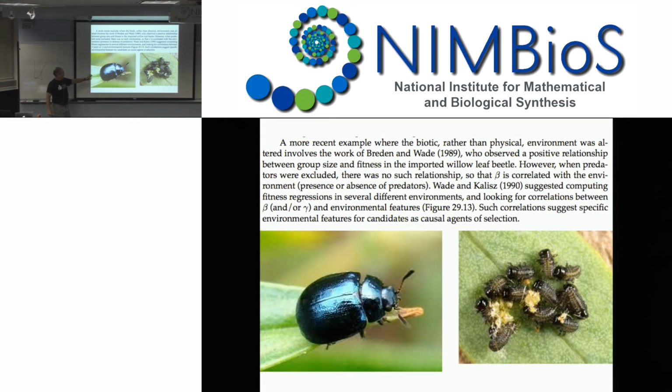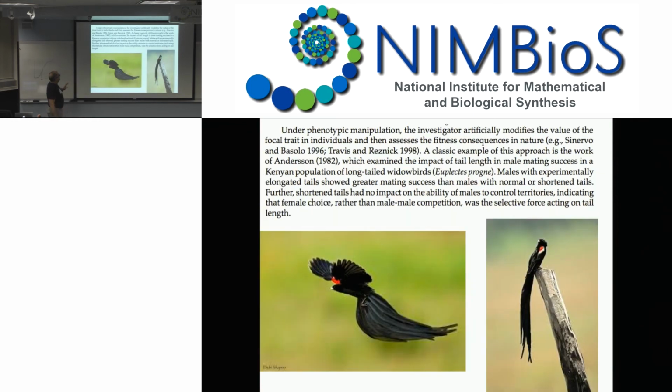So those are both examples, the crab example and this one, of changing the environment. The classic example of manipulation, my favorite one, is long-tailed widowbirds in Kenya. So males here, please don't draw any conclusions from this. The thought was that males with longer tails are preferred by females. So what they did to check this is they experimentally manipulated it, where they increased or decreased the tail size.